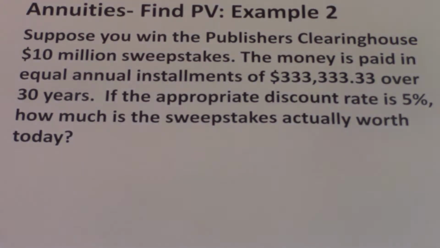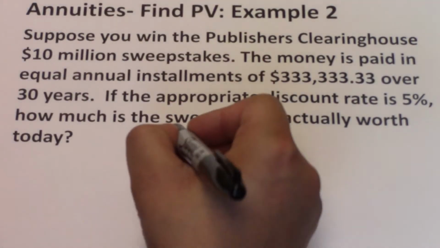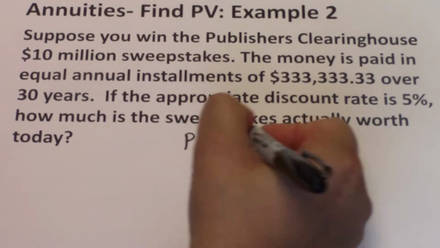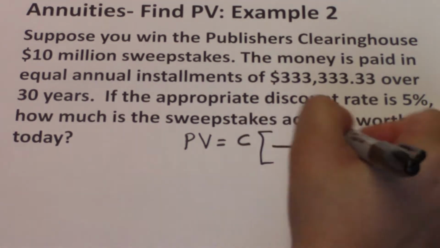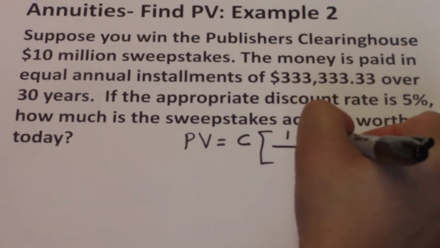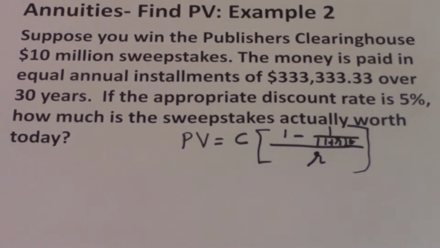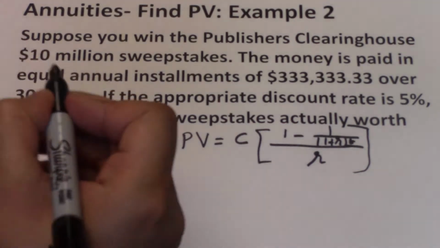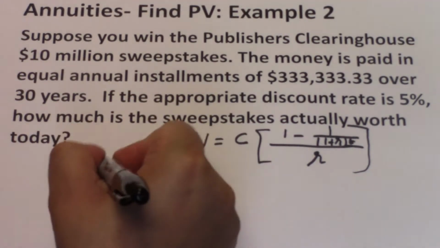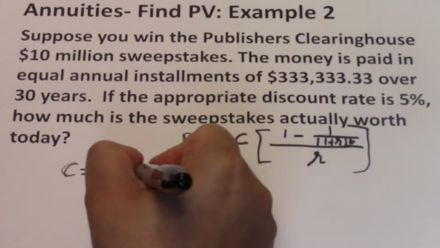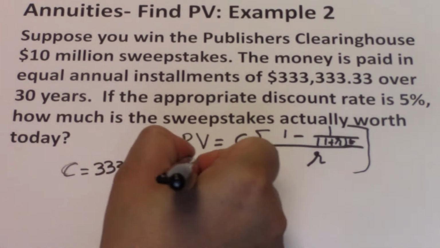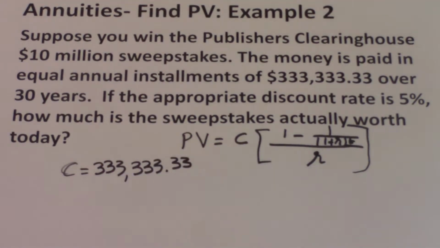We know that the present value of an ordinary annuity is basically PV equals C times (1 minus 1 over (1 plus R) to the power T) over R. So this is the formula that we are using, and we need to identify our variables to be able to plug them into this formula. So C is the cash flow every period, and in this case it is $333,333.33.